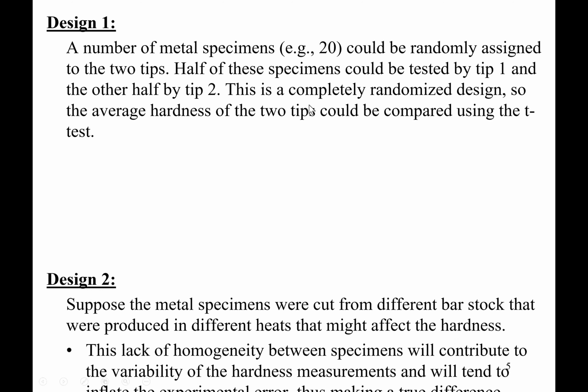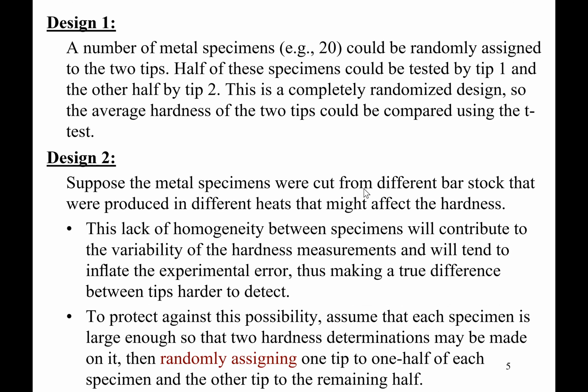But there is a problem here, because maybe the specimens are different in terms of hardness. Suppose the metal specimens were cut from different stock that were produced in different heats, which might affect the hardness. This lack of homogeneity between specimens will contribute to the variability of the hardness measurements and will tend to inflate the experimental error. It will make sigma squared, the experimental error, very big, because some variability is due to the different tips, and some variability is due to the difference between specimens.